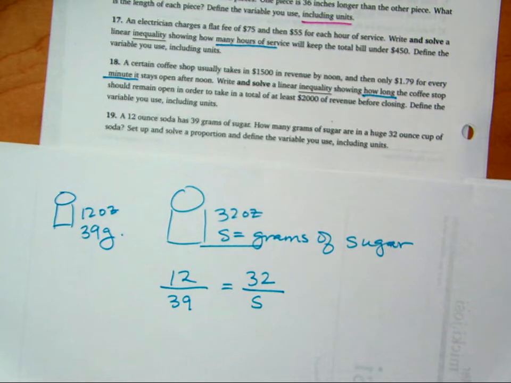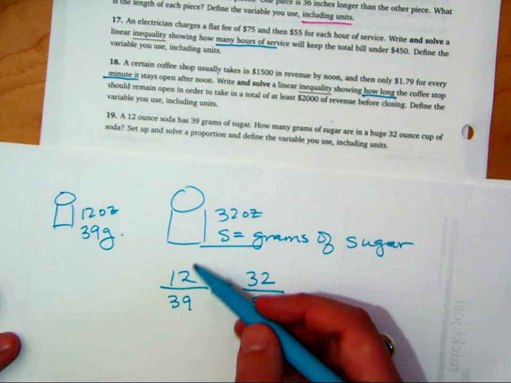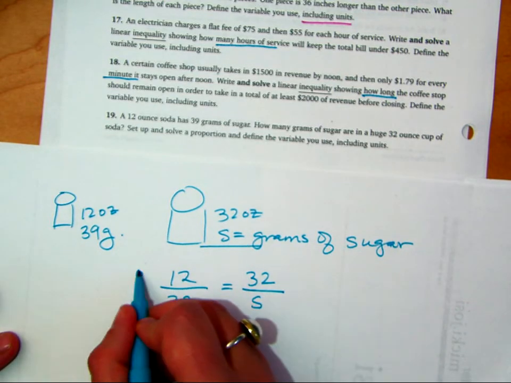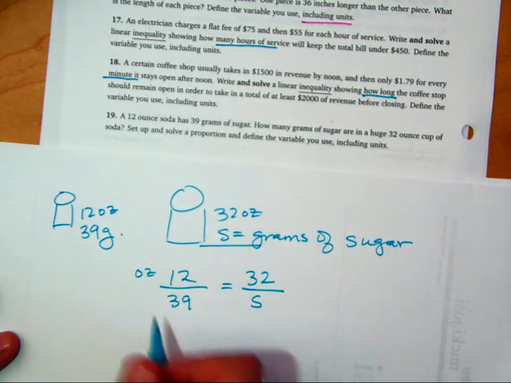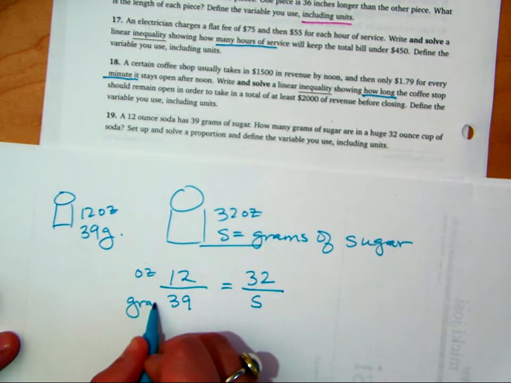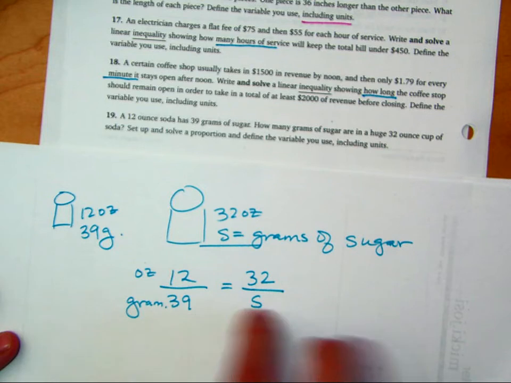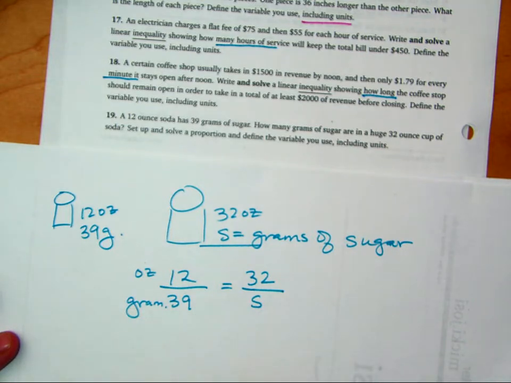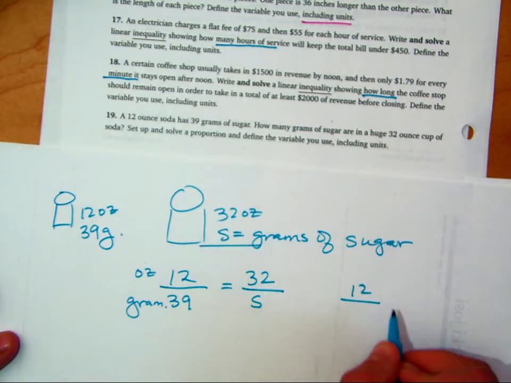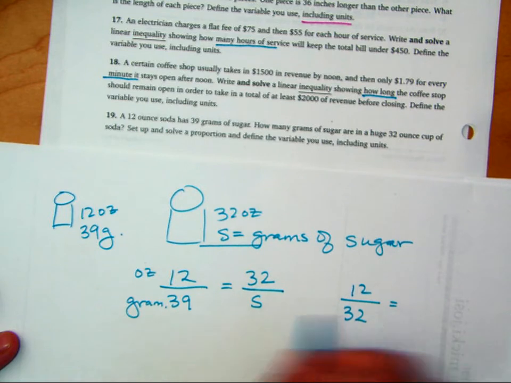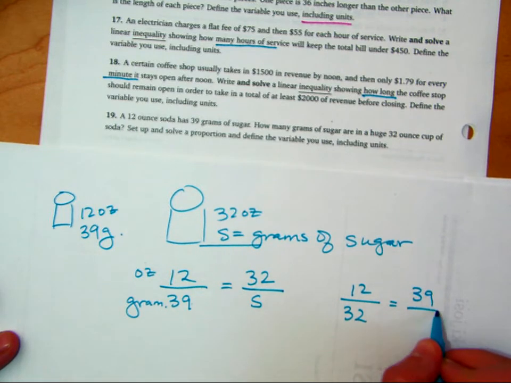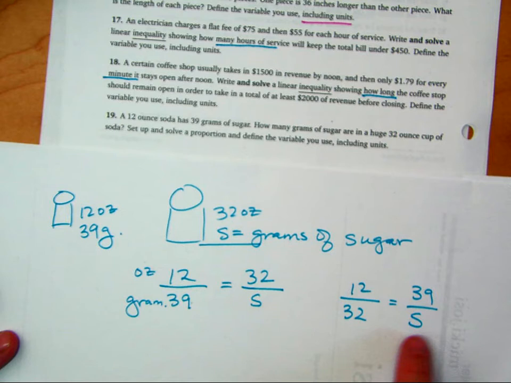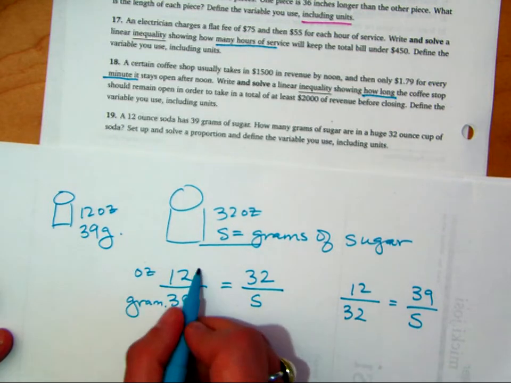There could be multiple ways of setting it up correctly, and there could also be multiple ways of setting it up incorrectly. But essentially, if you're consistent, you're like, okay, well, here's my ounces, so ounces to ounces, and then grams to grams, right? And they're in the same location. You might have said 12 ounces, 32 ounces equals 39 grams equals S grams. That would actually give you the same thing when you cross multiply, right?